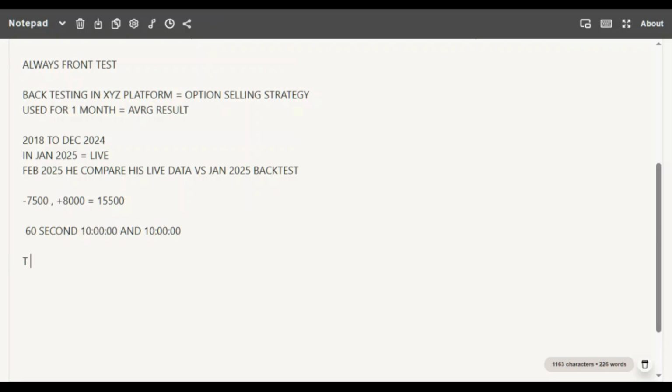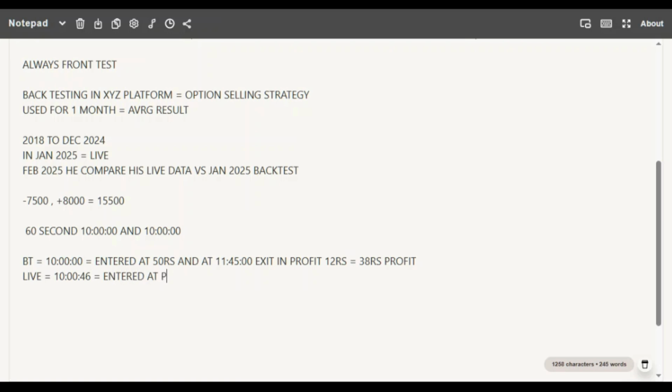What happened in the backtest? In the backtest, at this price he entered at 50 rupees, and at 11:45 he exited in profit. It was option selling, so he exited at 12 rupees. Let's say 38 rupees profit, right? But in live, he entered at 10 a.m. and some 46 seconds, if I remember, at a price of 56 rupees.